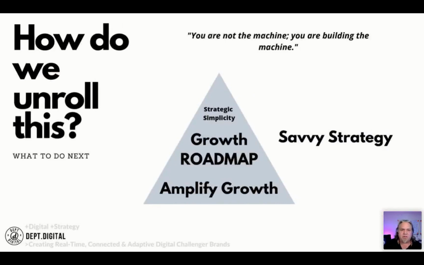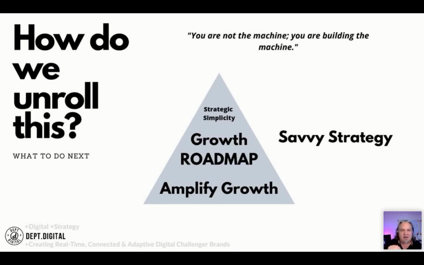So how do we unroll this? Okay, again, I talked about strategic simplicity. This is where we're headed, the growth roadmap. We want to amplify the growth. We have our strategy, strategic simplicity. We have a savvy strategy, which is a smart digital strategy. We have all these things that we need to put together so that we can actually see what we're doing. Okay, and what does that imply? I've been saying it multiple times along the way: that big R word in the middle, a growth roadmap.